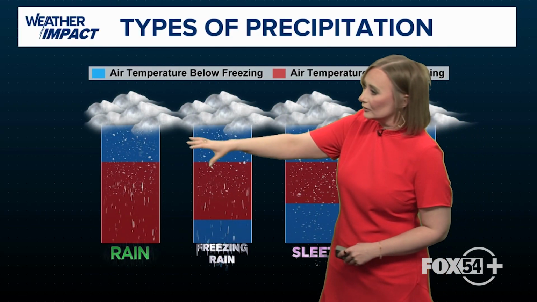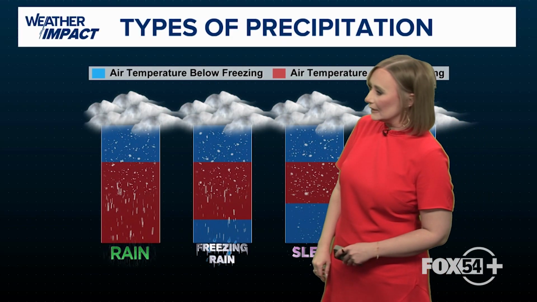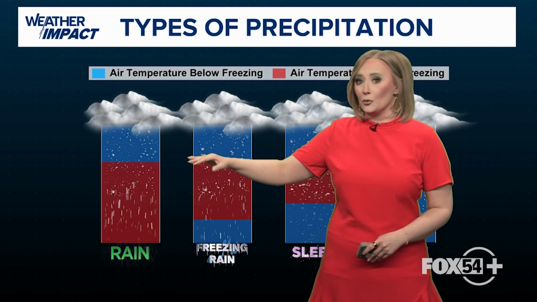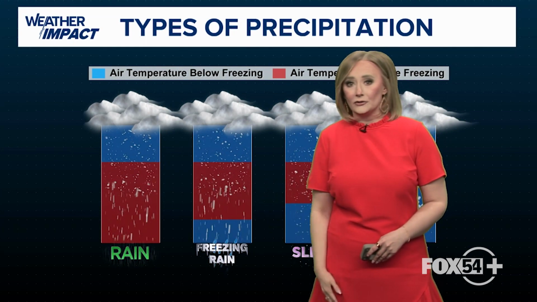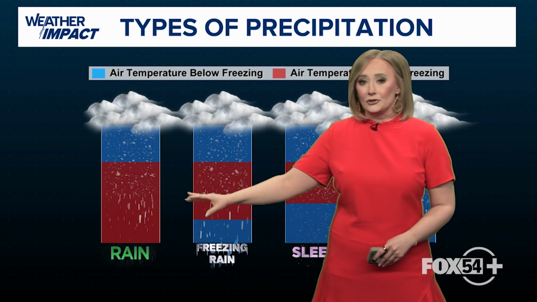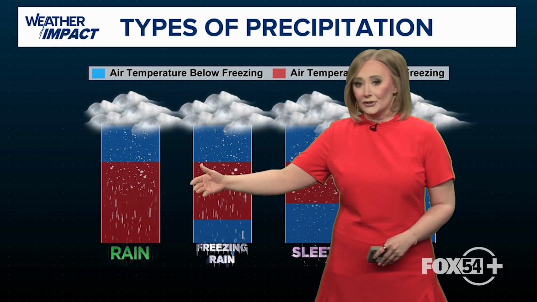So for rain, we're going to start off in the colder portion of the atmosphere, but by the time we reach that 32-degree or above threshold and it remains all the way to the surface, giving that ice crystal enough time to melt, and it turns into rainfall.